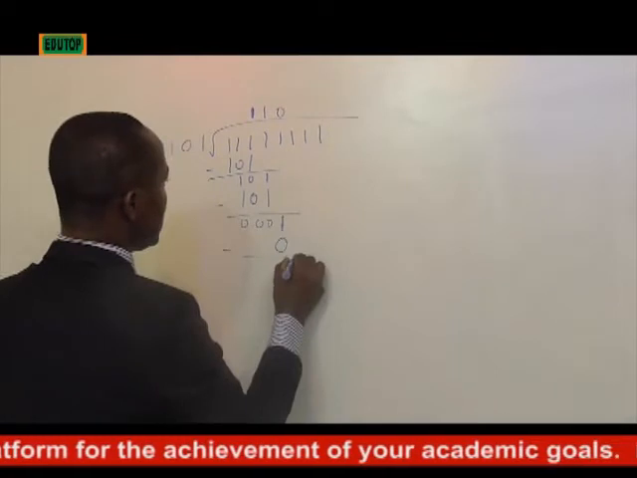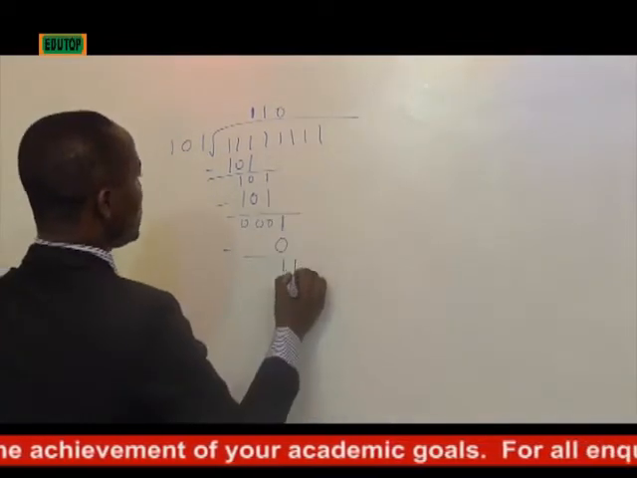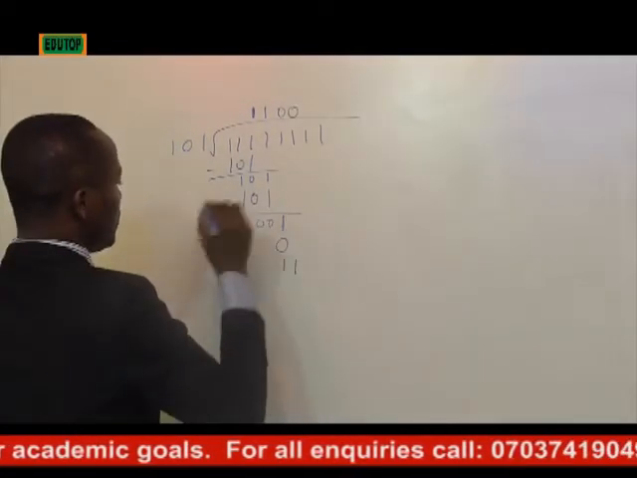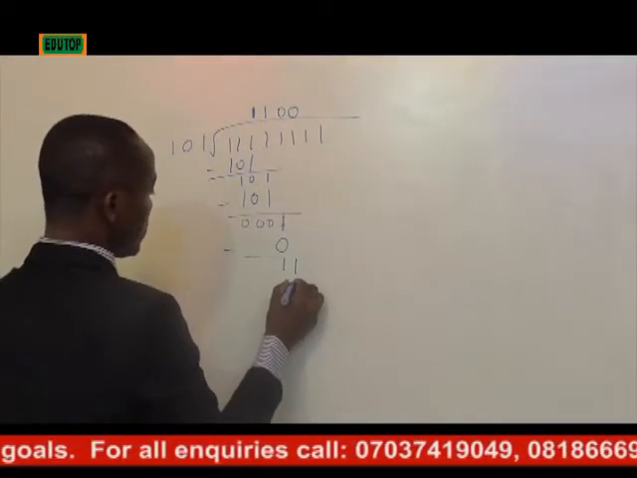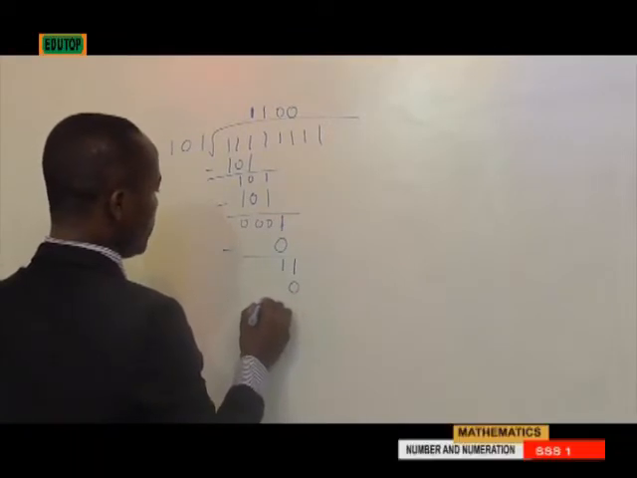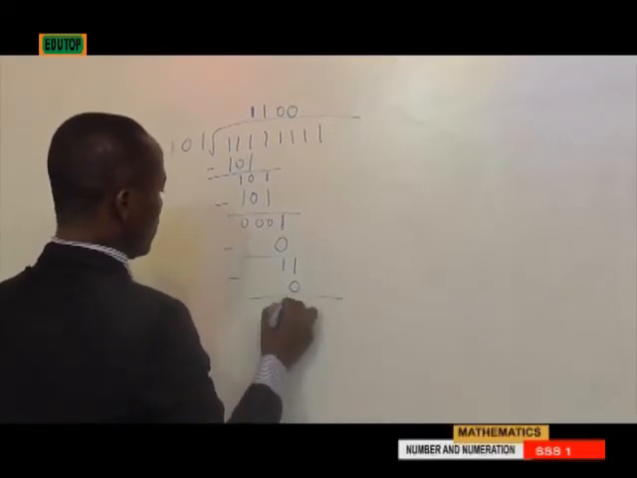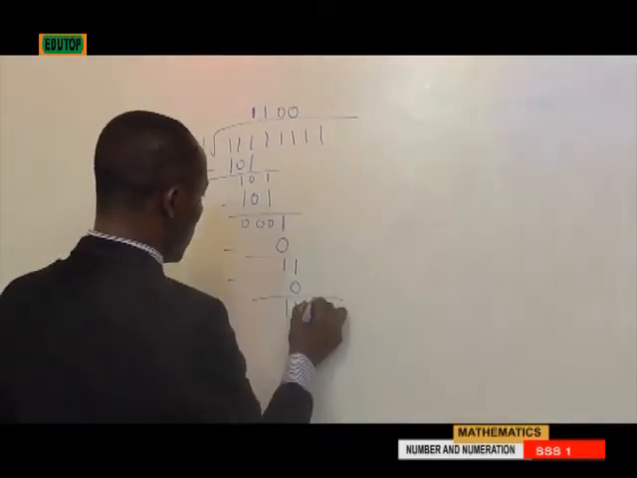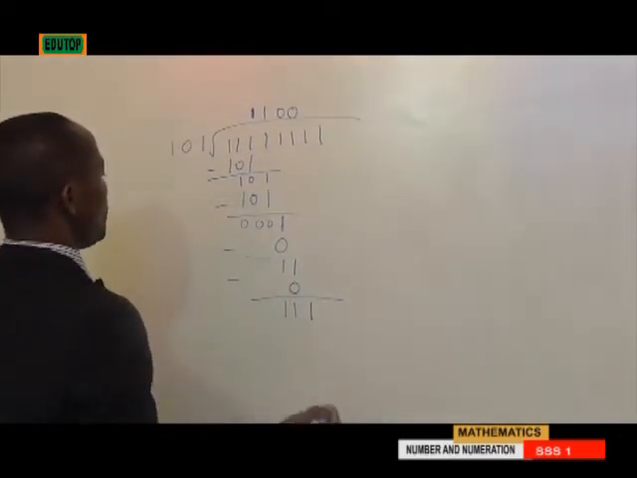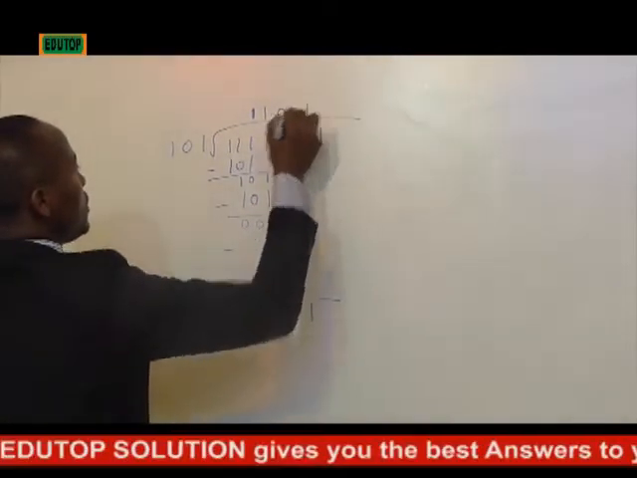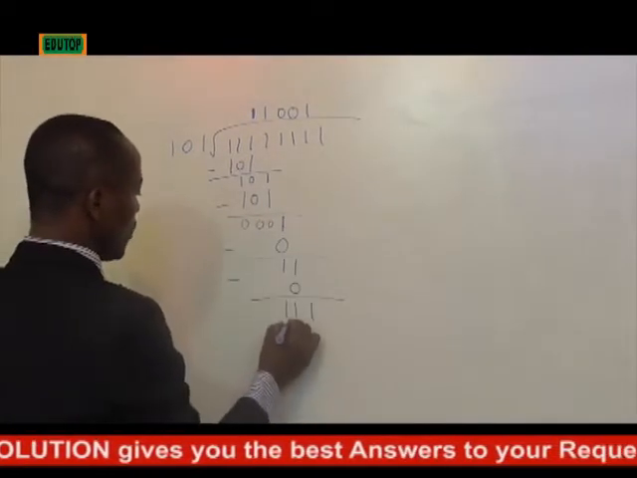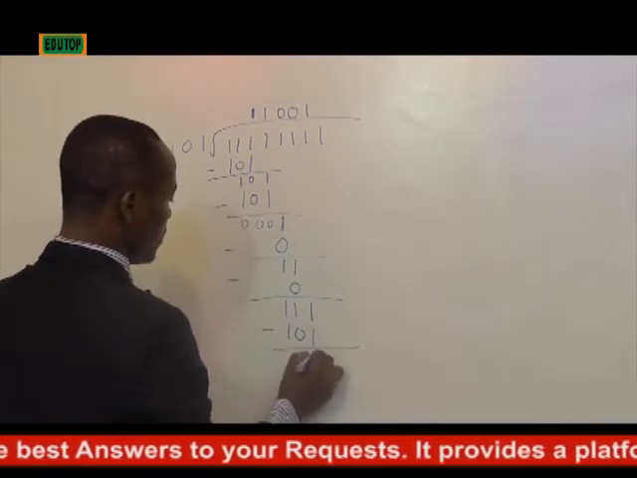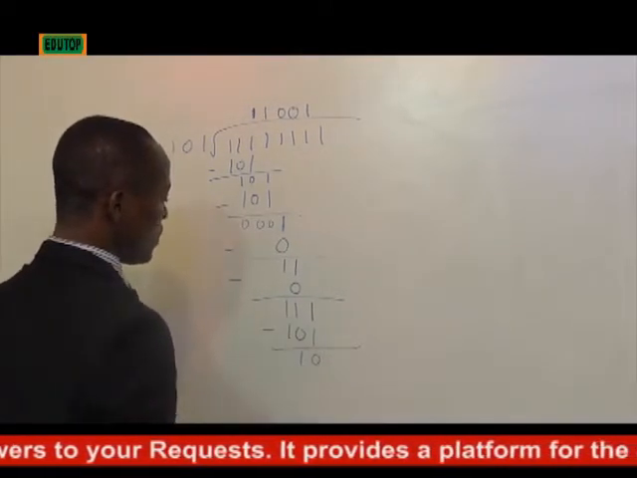Bring down this 1 again. This 1 is what we are bringing down now. 11 divided by this is not possible, so we still write 0. 0 times 101 is 0. Again we subtract, that will be 1, 1. And then we bring down this 1 to make it 111. 111 divided by 101 is 1. 1 times 101 gives us 101. Subtract again, we'll be having 0, 1. 1 minus 1 is 0.